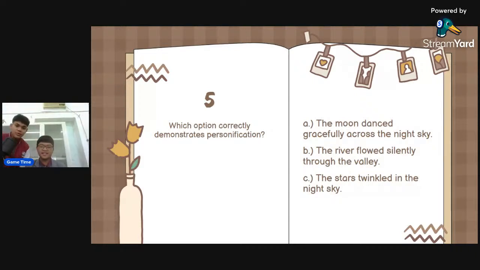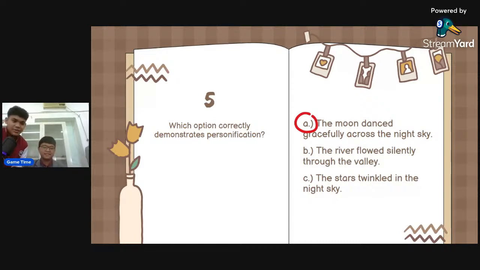Okay, I see a lot of people saying A. So the answer is A. Well, actually, the answer is A and C, because I removed a part. It's okay.